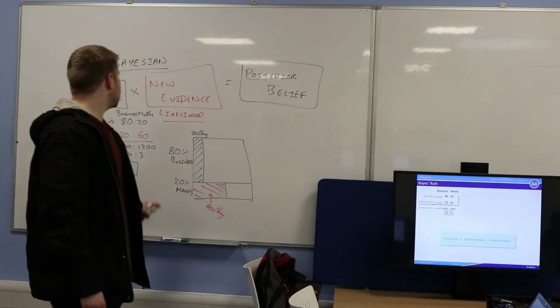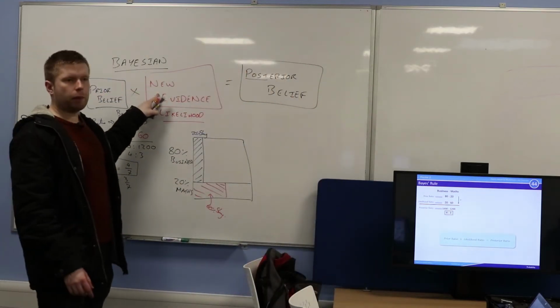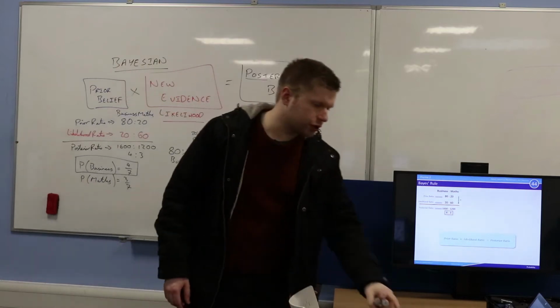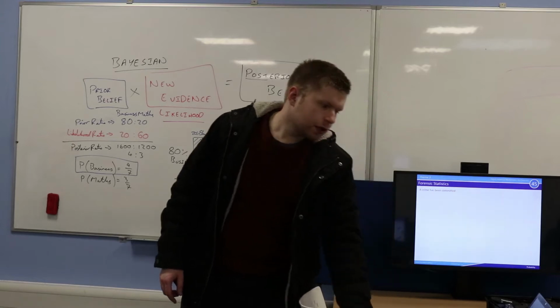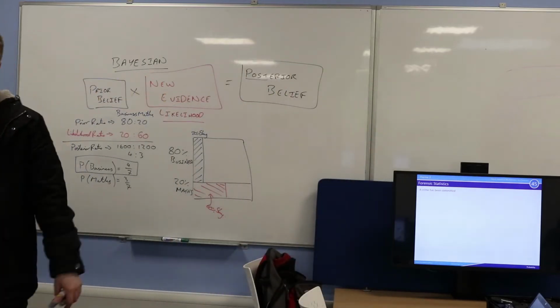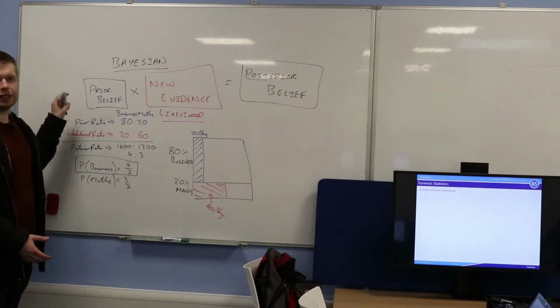That is the fundamental idea. So you take your prior ratio, multiply by your likelihood ratio, and you end up with your posterior ratio. And that kind of talks about that. So here is another example which I want to talk through on the screen, which illustrates this exact same idea.